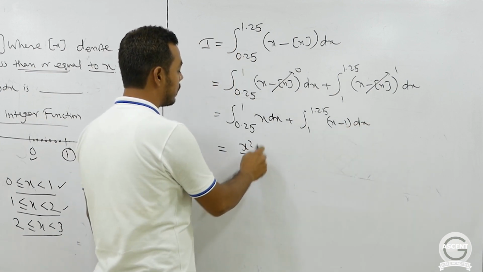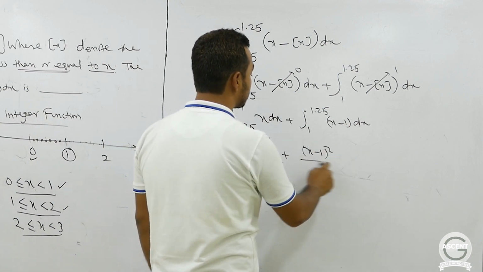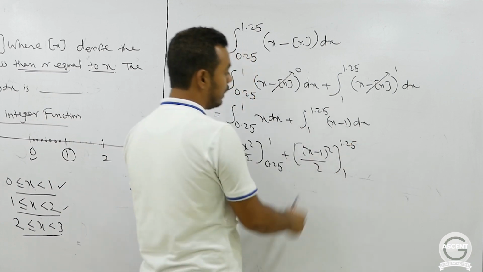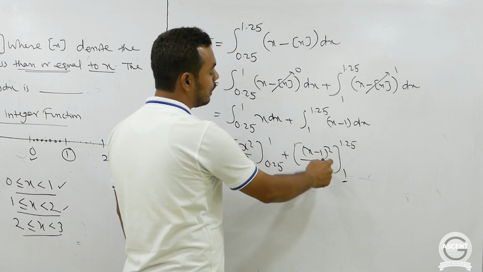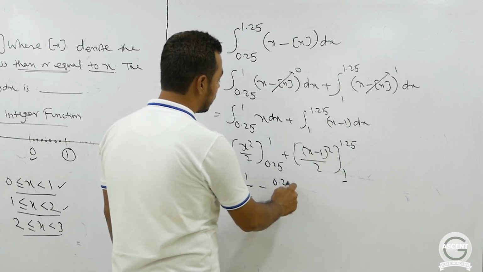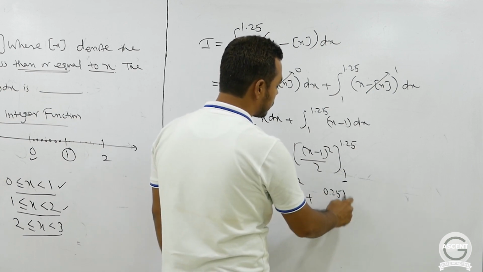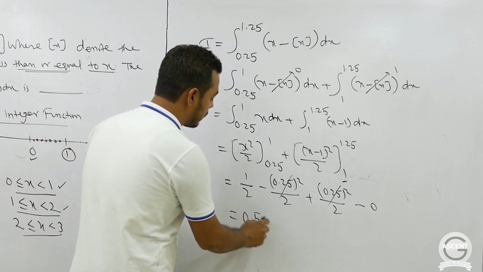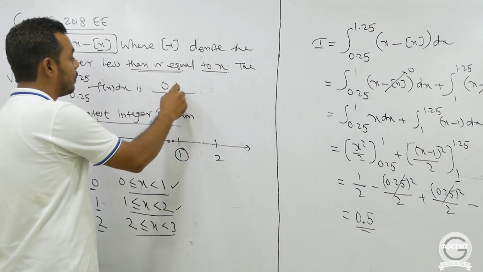The integration of x will be x squared by 2, limit from 0.25 to 1. This will be (x minus 1) squared by 2, limit from 1 to 1.25. Now why am I writing in this manner? The integral can also be written in the form of x squared by 2 minus x. But if I write in this manner, if I substitute the lower limit, I will get 0. So this will reduce our calculation. 1 by 2 minus 0.25 squared by 2 plus 1.25 minus 1, squared by 2. So 0.25 squared by 2. If I place 1, I will get 0. These two will cancel. 1 by 2 is nothing but 0.5. So the value of this integral will be 0.5.